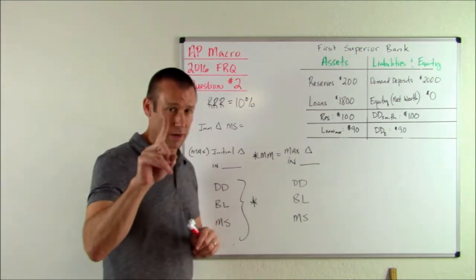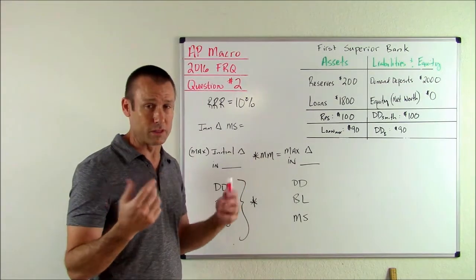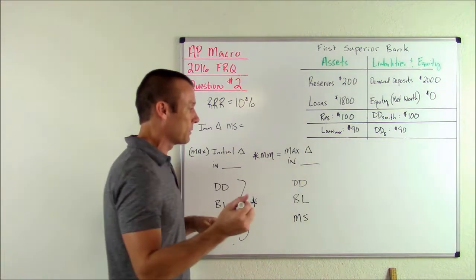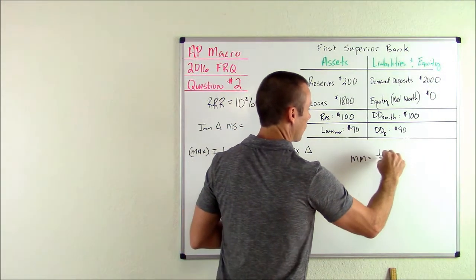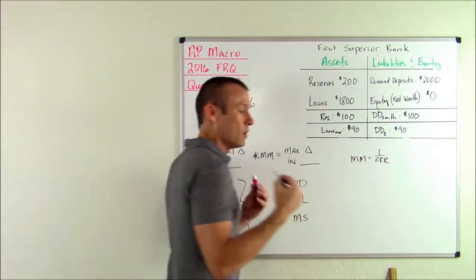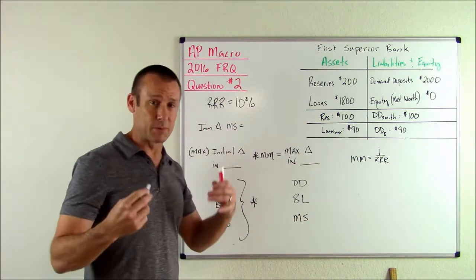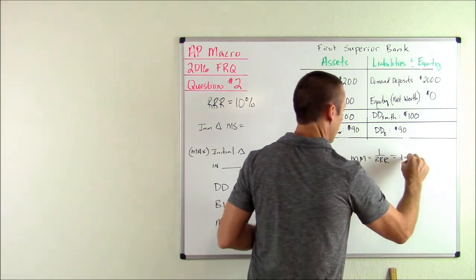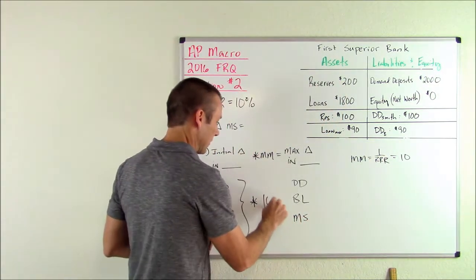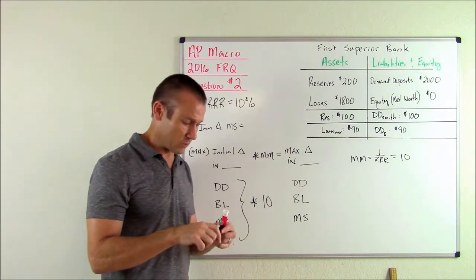But before I do, we actually need to do one more thing. What is the money multiplier, right? We've got to calculate the money multiplier. The money multiplier is 1 over the required reserve ratio. We know that the required reserve ratio is 10%, so 1 over 0.1 is 10, right? We've got a money multiplier of 10. Let me put that right there. Now let me answer those 7 questions.